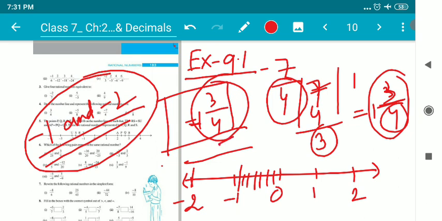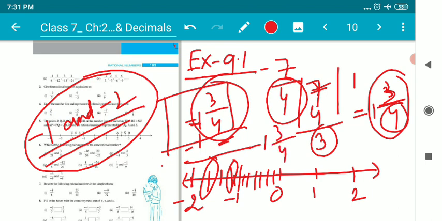As the denominator is 4, we know it very well: we have to make 4 equal parts. 1, 2, 3, 4. There are 4 equal parts. The first part is minus 1 1 by 4. The next part is minus 1 2 by 4. The next number is minus 1 3 by 4. So this number is minus 1 3 by 4. I hope it's clear to everybody.